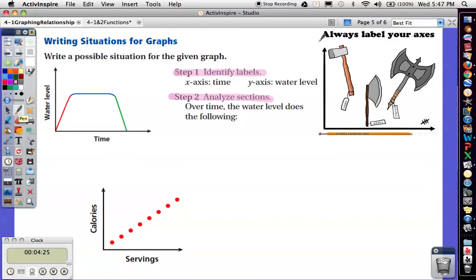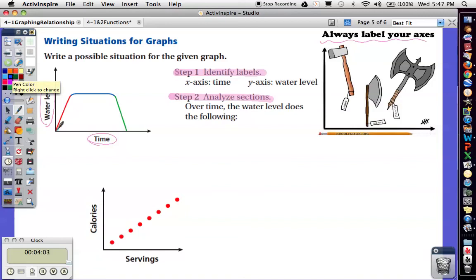Hey guys, you always want to remember to always label your axes. So you want to take a look, what am I talking about here? That's what your situation is going to have to be about. In this example, I'm talking about time and water level. Think about maybe giving yourself a little sketch before you come up with your whole situation.